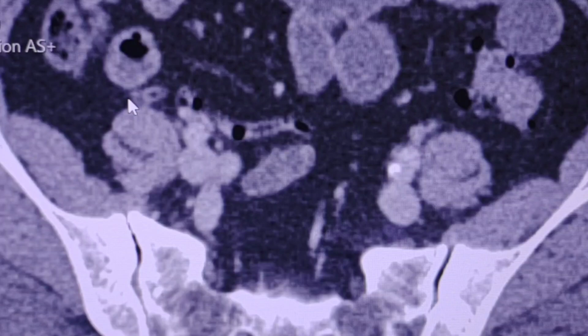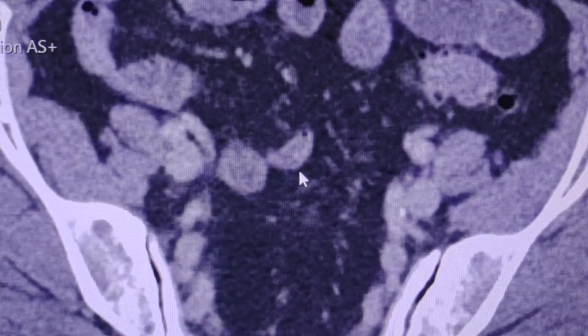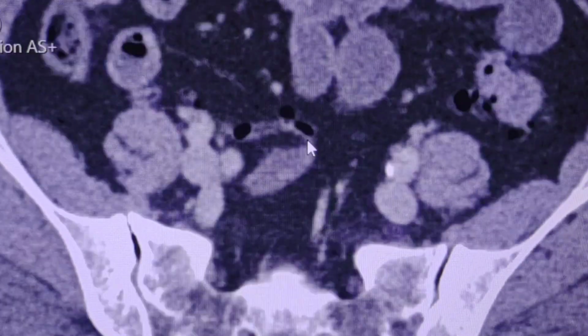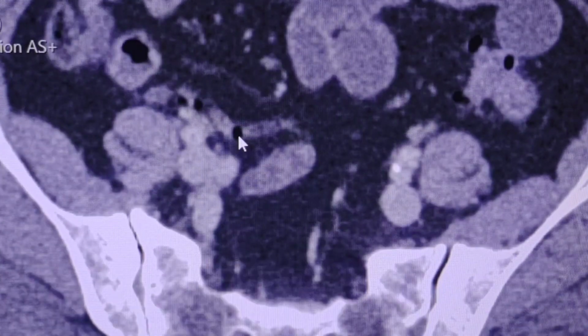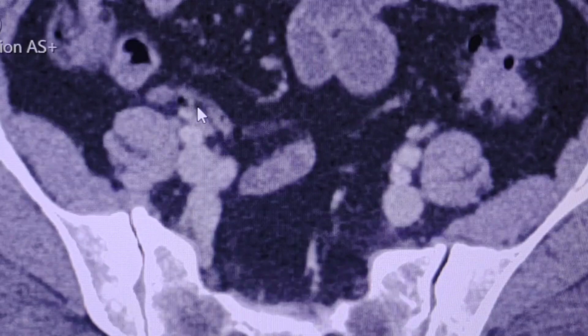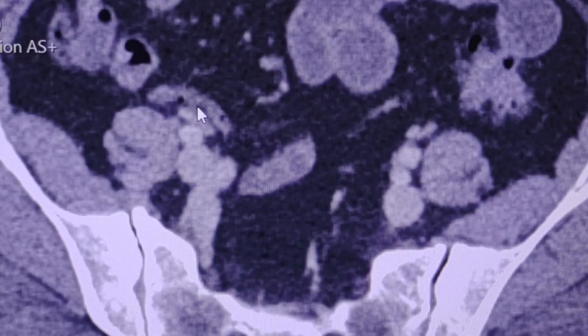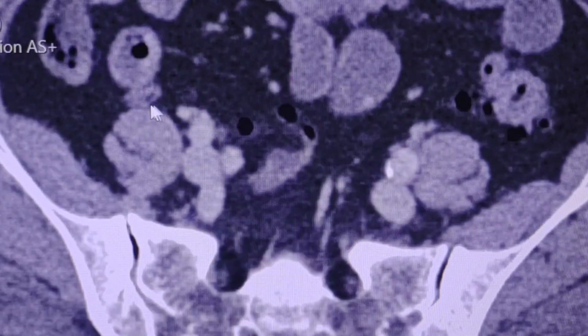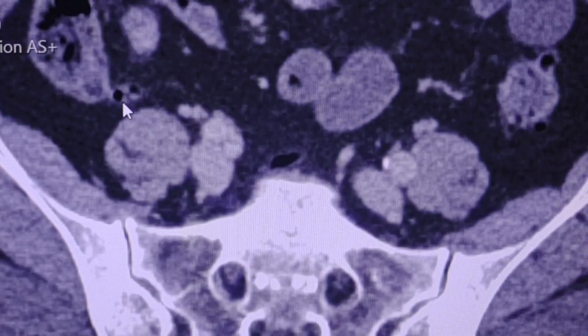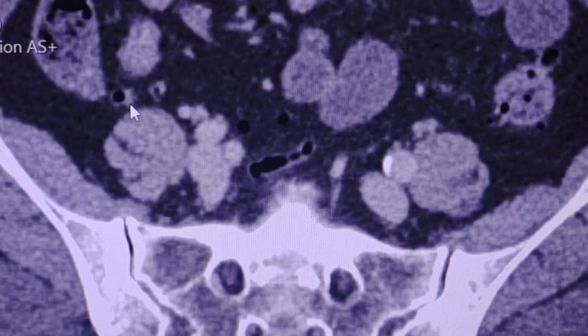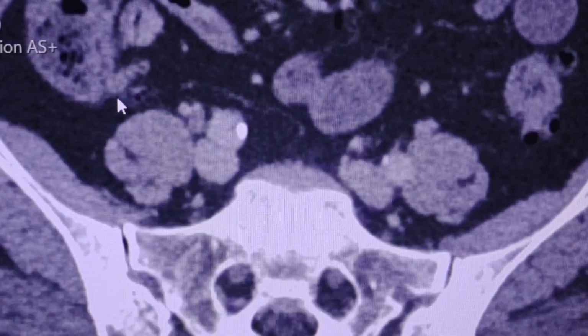This is a CT scan of the same patient performed 5 years ago, and we can see the appendix and these outpouchings more clearly. Here, and as we go closer to the base of the appendix, here, and here. So there is no doubt that these structures are diverticula in the appendix.